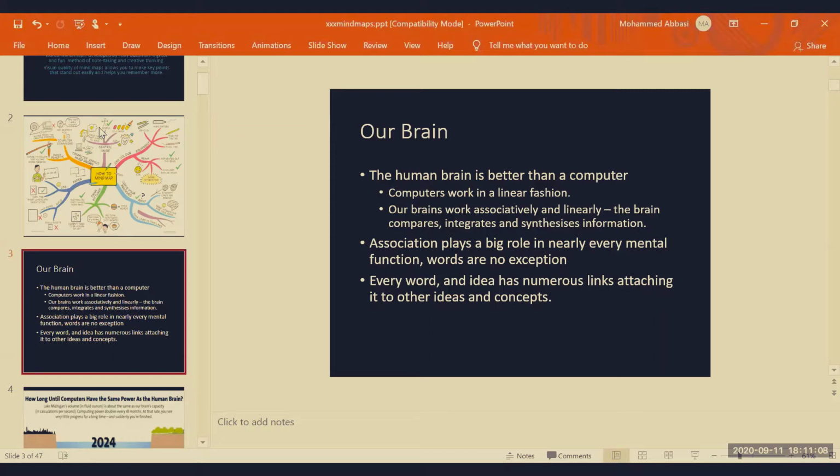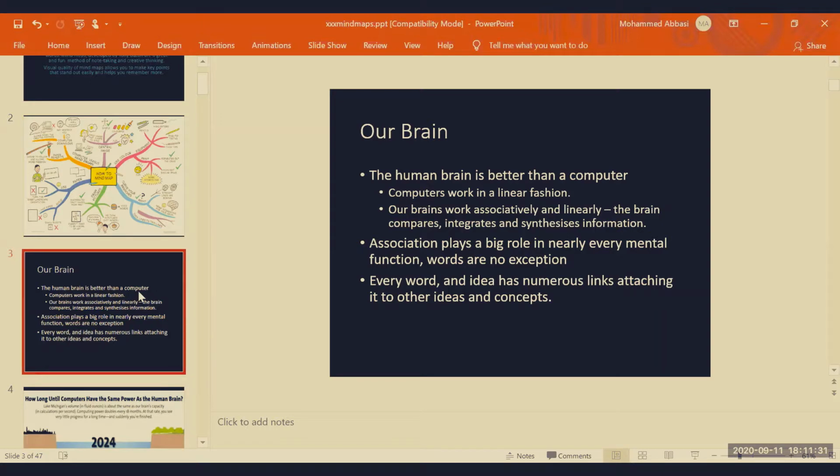The brain compares, integrates, and synthesizes information. Association, for example word associations, plays a big role in nearly every mental function. Words are no exception. Every word, every idea has numerous links attaching it to other ideas and concepts.